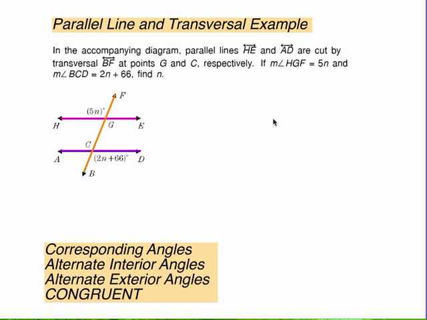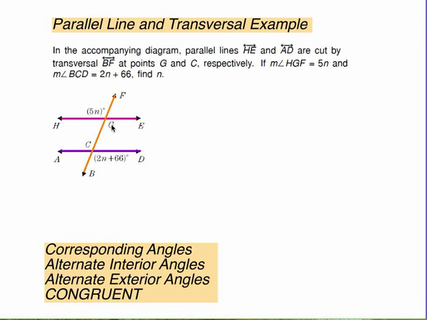Hey guys, this is an example of a parallel line and transversal situation. So we have a diagram. Parallel lines are HE and AD. They're cut by a transversal BF at points G and C. They gave us angle 5n and angle 2n plus 66 right down here.